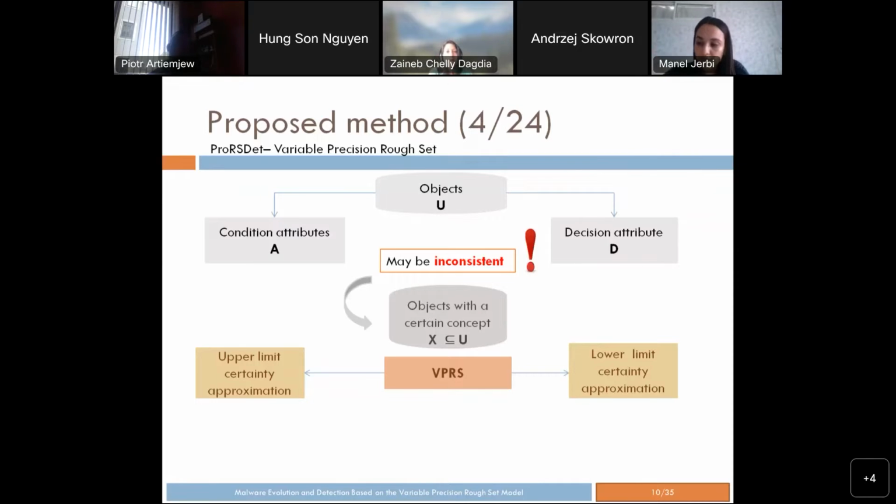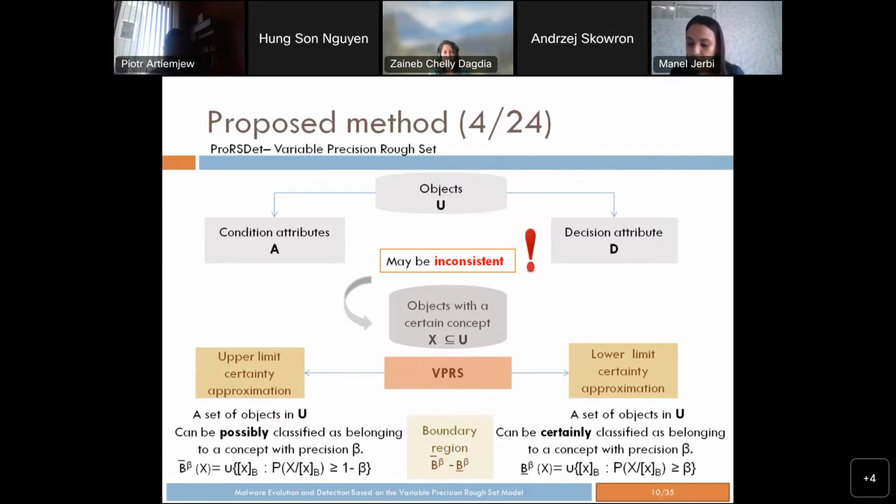More specifically, in variable precision RFSet, we consider a set of objects characterized by a set of condition attributes and a decision attribute. Those objects may present some inconsistency. Variable precision RFSet, as previously mentioned, offers powerful mathematical tools: the upper limit and the lower limit approximations.